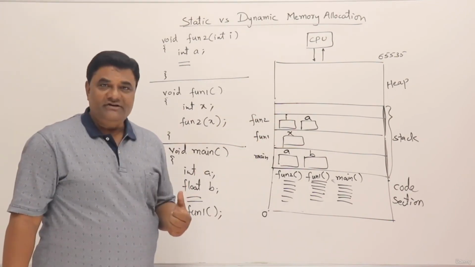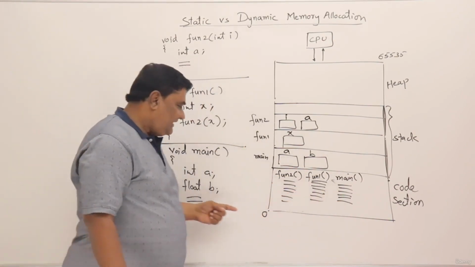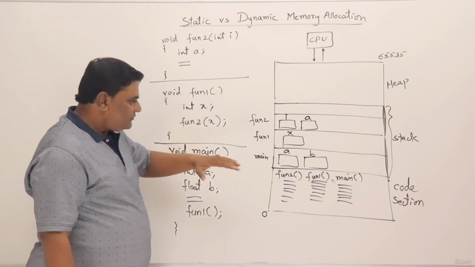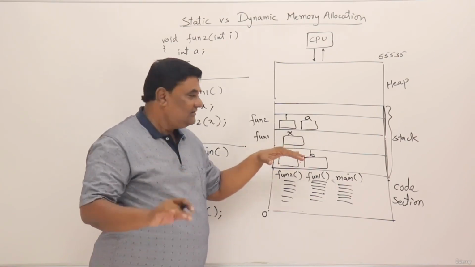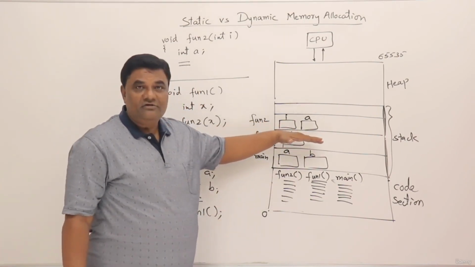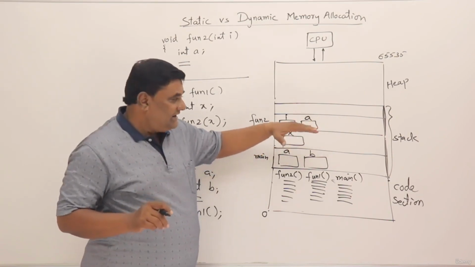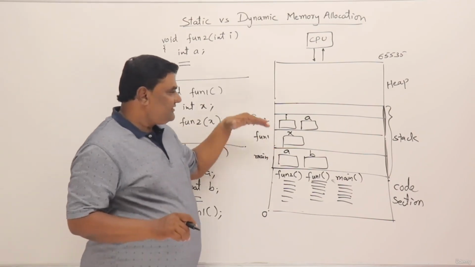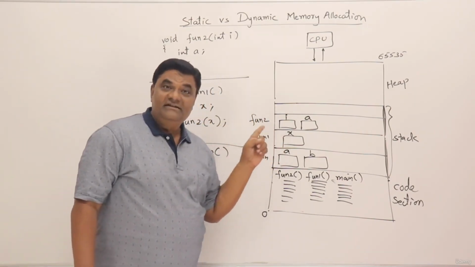Now one thing you can observe is that we started from the main function. It has not yet finished, but it has called function 1. So the main function activation record is as it is inside the stack. Then the activation record for fun1 is created, meaning memory for fun1 is allocated. Then it is still running, but it has called fun2. So the activation record for fun2 is created and the activation record of fun1 is still there in the memory.